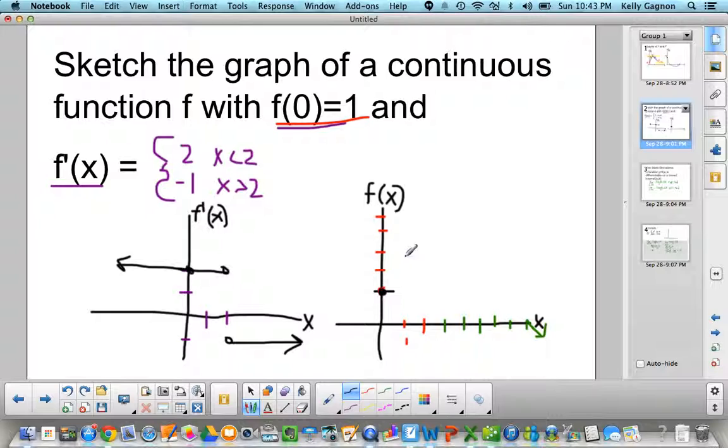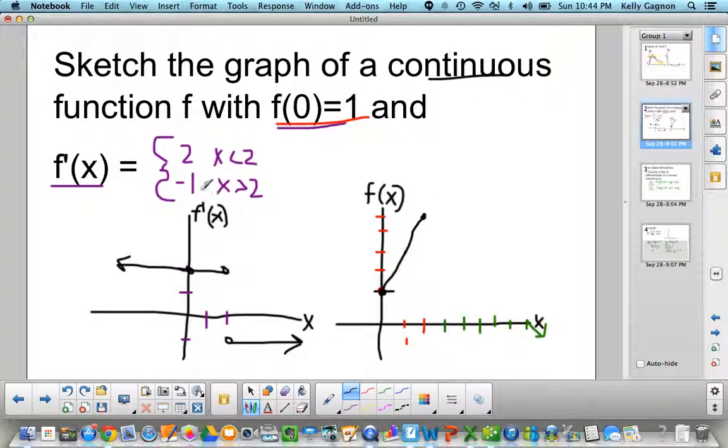So the line's going to be up 2 over 1. I'm going to have a slope of 2, and the graph's going to go up here. Now, even though it says that we don't have a derivative at 2, it says it's continuous. So I need to have a continuous function, so I'm not going to put any holes into this graph.